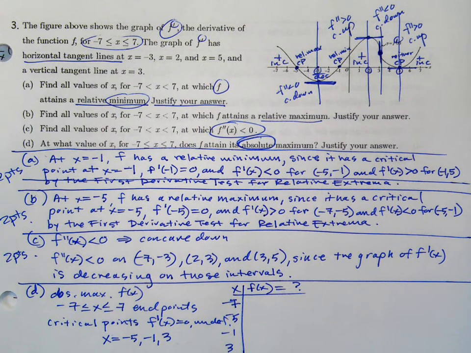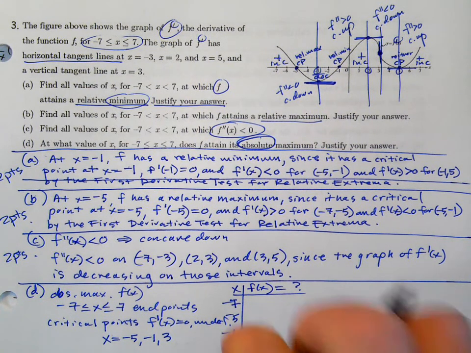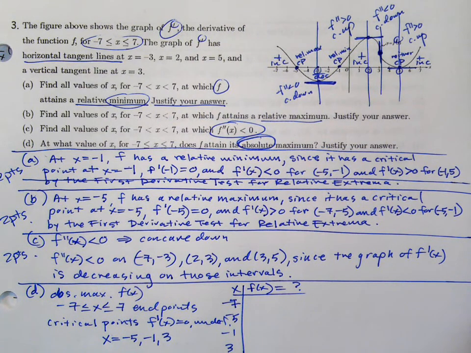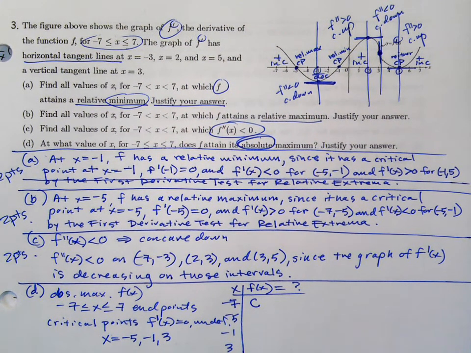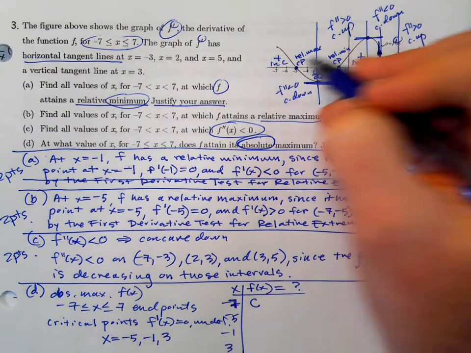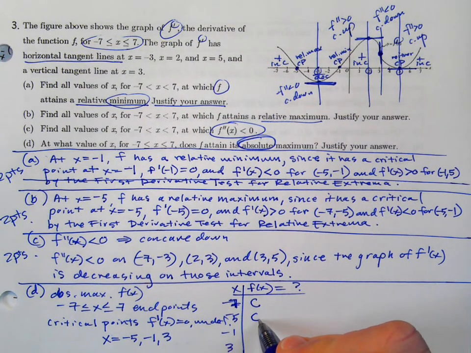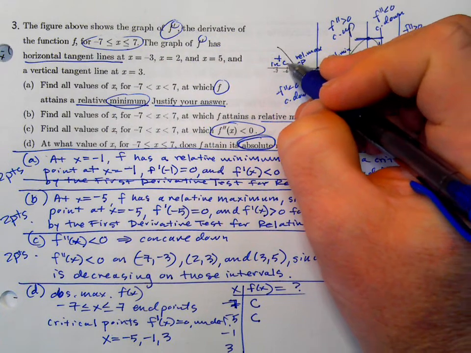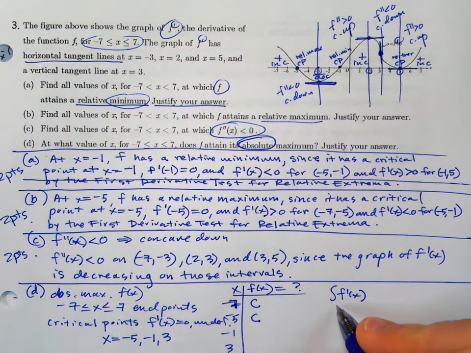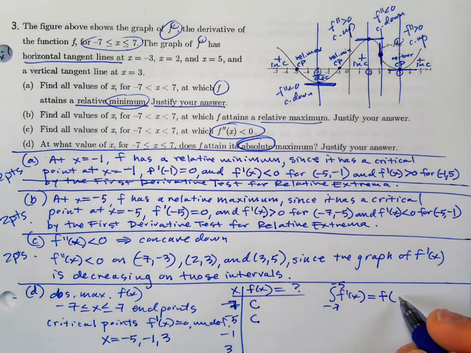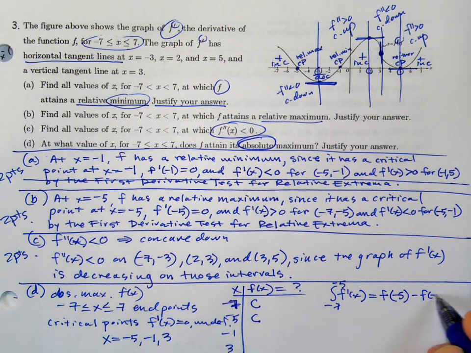Now, we don't have the original function, so we actually can't find these values. We don't have an initial condition. We can't find the original function. But what we could do is start at a constant of integration, a lot of times we start at -7. So from -7 to -5, we're going to add the integral of f prime of x from, say, -7 to -5, which gives you f of -5 minus f of -7.